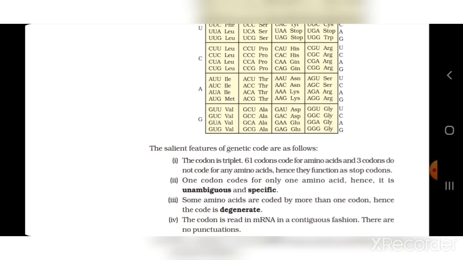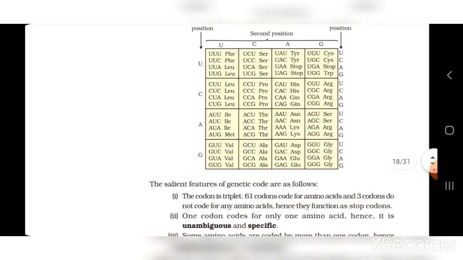Next is, one codon will code for only one particular amino acid. So the code is unambiguous and very specific. That means if you go through the diagram, the first one is triple U, which codes for phenylalanine, and triple U will always express the property of phenylalanine amino acid.